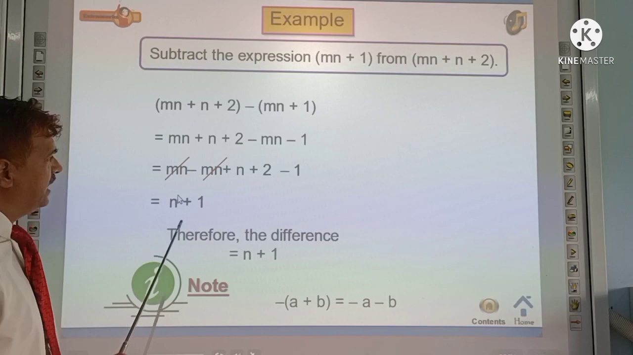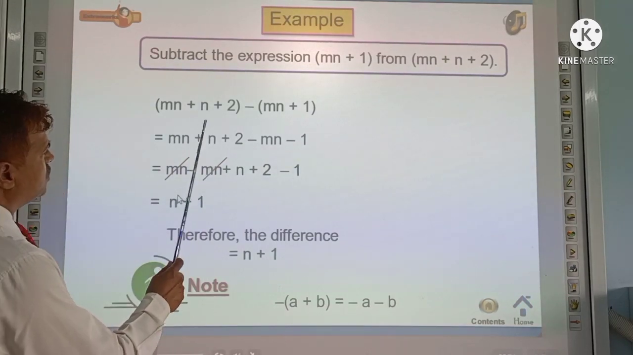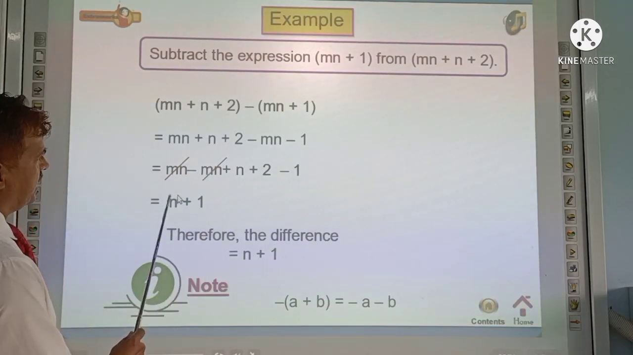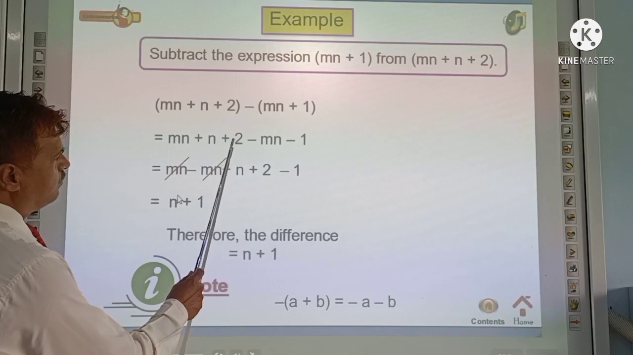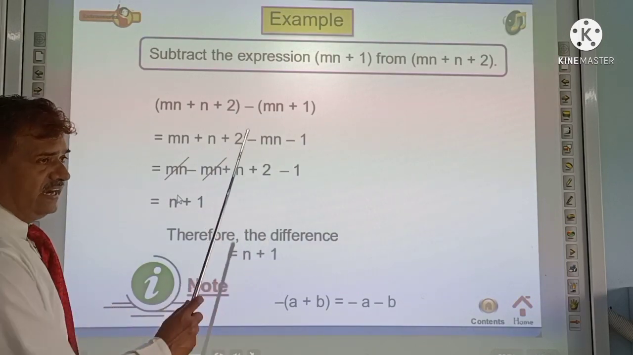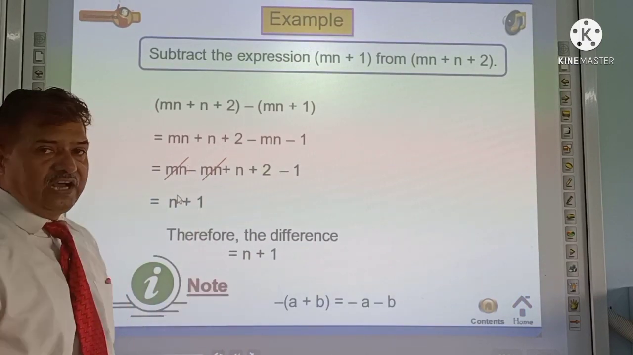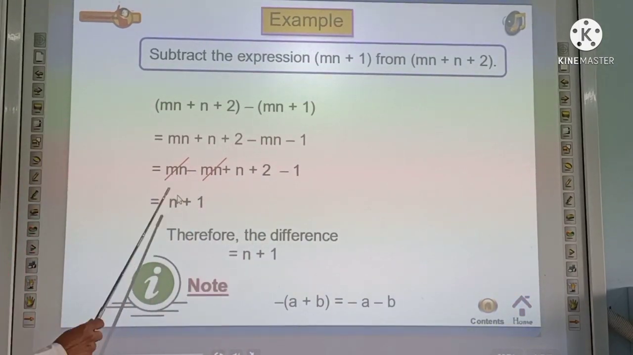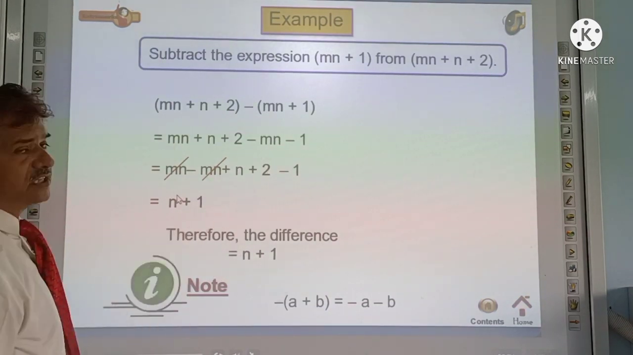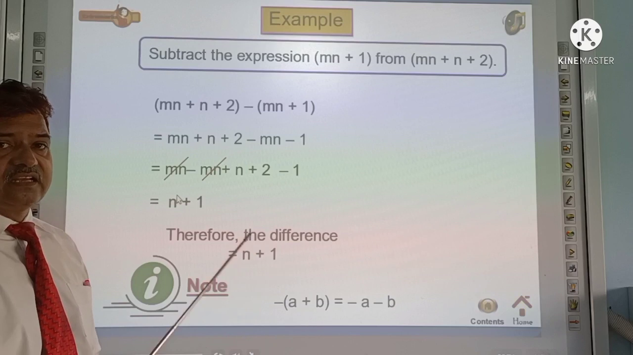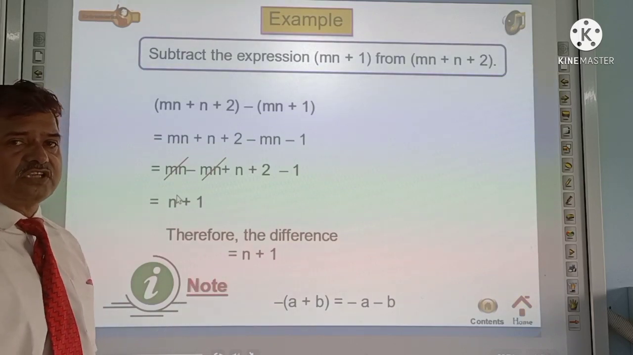Okay? Now, mn cancels by this mn, because this is plus, this is minus. And n is single, so we put here n, and 2 is plus, and 1 is minus. So 2 minus 1 will be 1. So answer is n plus 1. N plus 1 is the answer of this question. Okay? You can click the screenshot of this question.